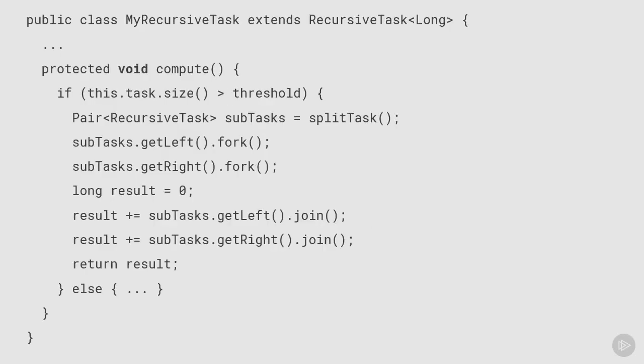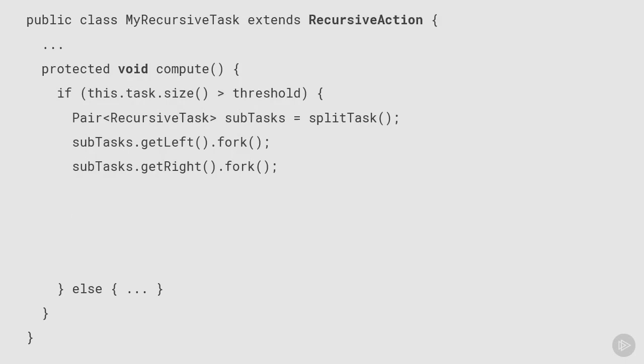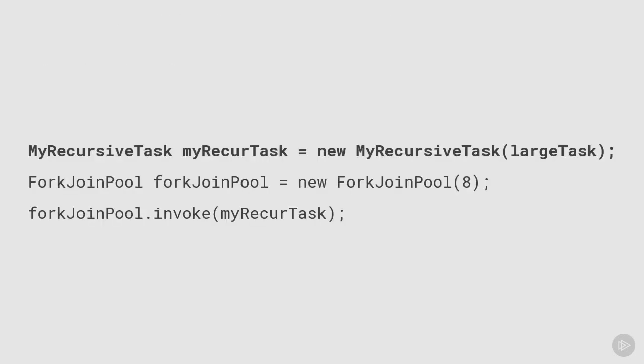As an aside, note that if you have no return value, you can use the recursive action instead of a recursive task and skip the join portion of the code. Once you've defined your task, you can either create an instance of a fork join pool with a specified number of threads, or use the common fork join pool provided by Java and call the invoke method.